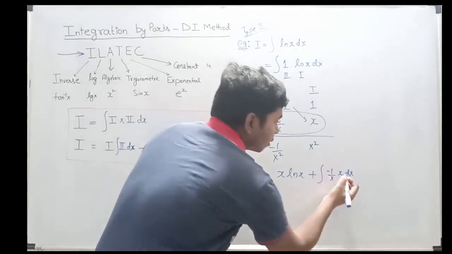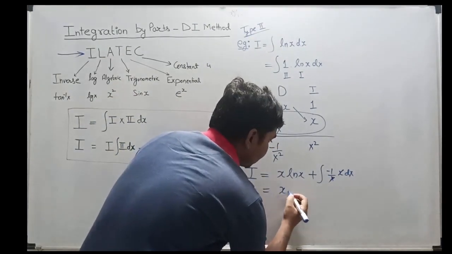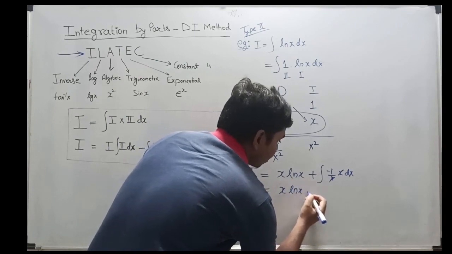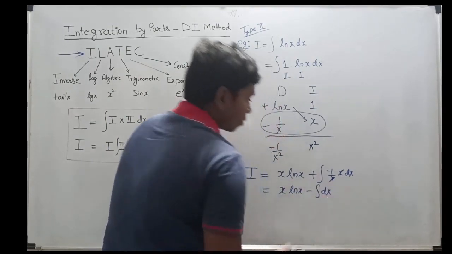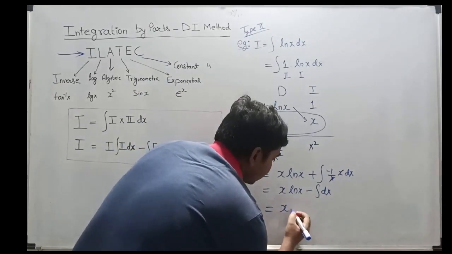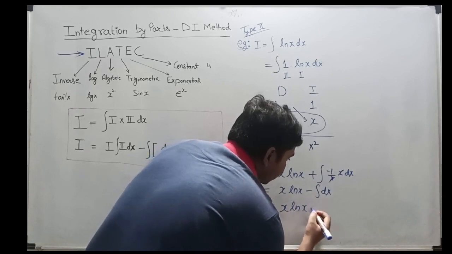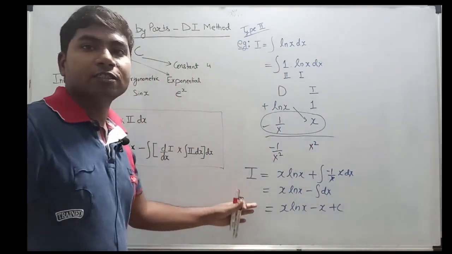So students, let's see. x cancels. It will come x ln x minus integration of dx. So it will become 1. So our answer will be x ln x minus x plus c. So students, this will be your answer.